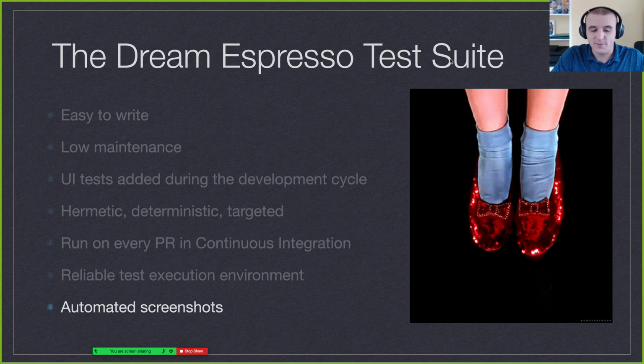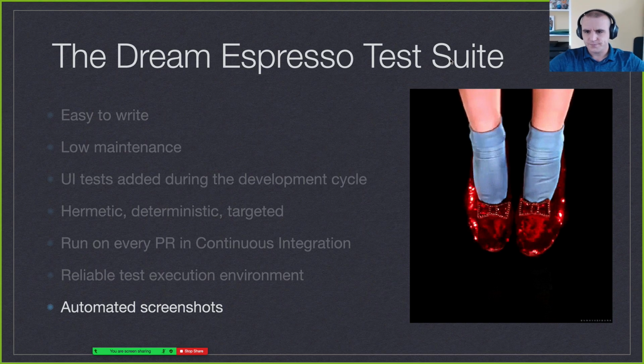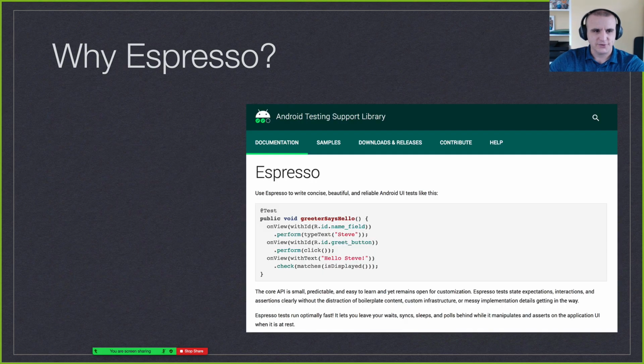Automated screenshots too are really helpful, and we'll talk about why screenshots. I'm a huge fan of them in UI tests. So have you seen The Wizard of Oz? The old film. This is Dorothy clicking her heels together, trying to magically go home. So this is why it's special.